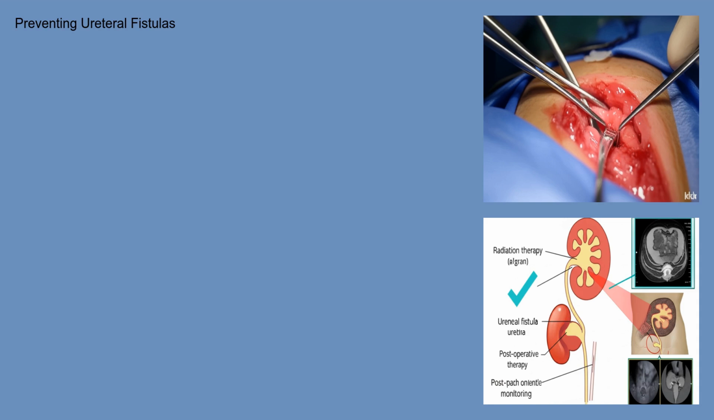Preventing ureteral fistulas involves meticulous surgical technique during pelvic surgeries, especially those involving the uterus, bowel, or major blood vessels. Surgeons should have a thorough understanding of the pelvic anatomy and take precautions to avoid injury to the ureters. During radiation therapy, careful planning and shielding of the ureters can minimize the risk of damage. Prompt diagnosis and treatment of urinary tract infections and inflammatory bowel diseases can also help prevent the formation of fistulas. Post-operative monitoring is crucial to detect any signs of ureteral injury early on, allowing for timely intervention and prevention of fistula development.